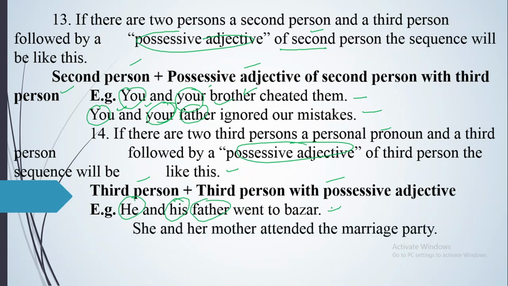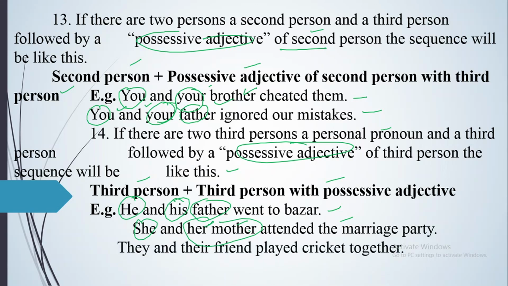And she and her mother attended the marriage party. She will come first and her mother second, like her and then mother attended the marriage party. So third person, and then possessive case of the same with the third person. So last example is they and their friend played cricket together. They then their friend, not their friend and they played cricket. So they and their friend played cricket together.